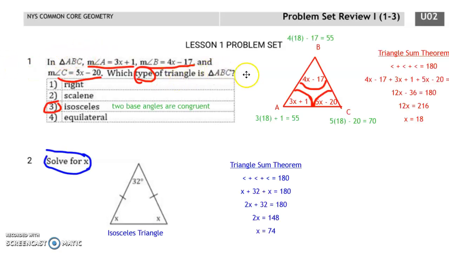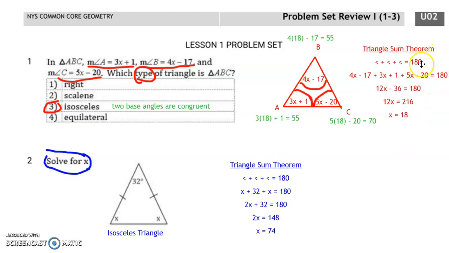Alright. For question number 1, it asks what type of triangle is triangle ABC. It gives us 3 angles, which means we're able to use the Triangle Sum Theorem. This Triangle Sum Theorem tells us that the 3 angles added together are equal to 180. So we added them together and did some algebra. I'm not going to teach you algebra because you're good at that. That's why you're in geometry. Anyway, x is equal to 18.